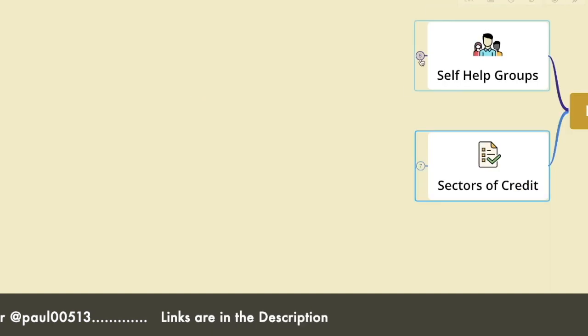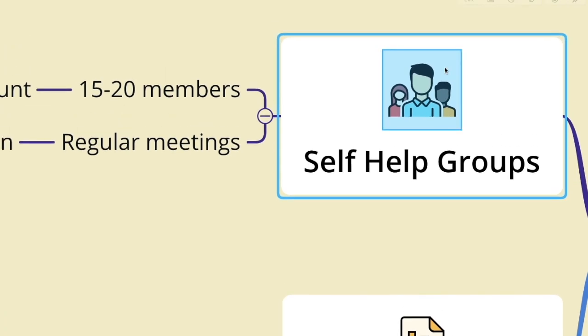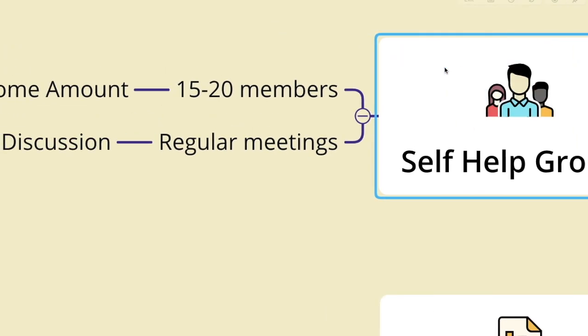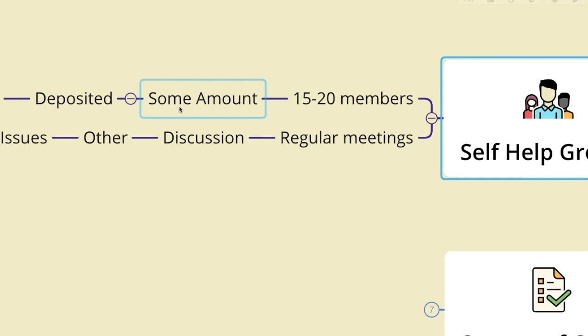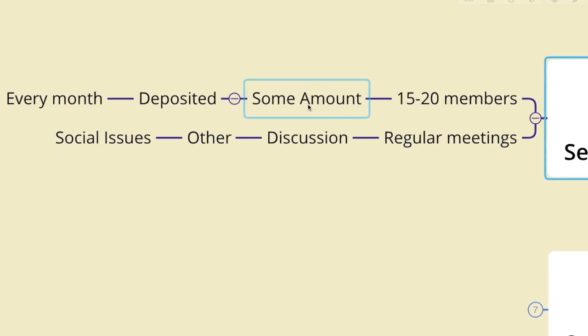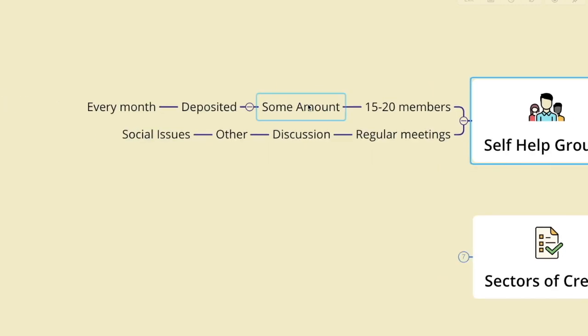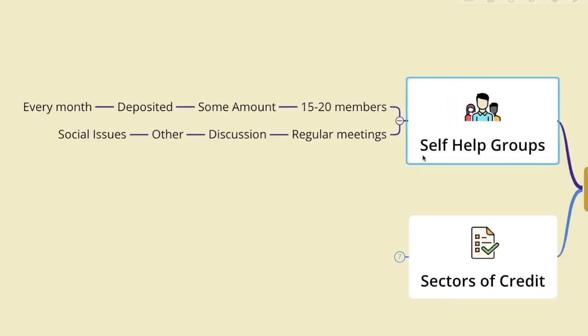Finally, let's talk about self-help groups. In a self-help group, there are basically 15 to 20 members. These 15 to 20 people deposit some amount of money in the group. In case there is a need for money, that money can be lent to one of the members of the group as a loan. Now, these small self-help groups, or SHGs, work wonderfully.